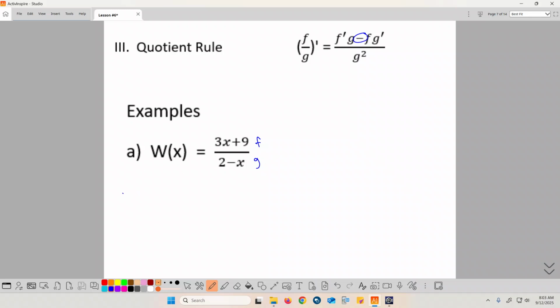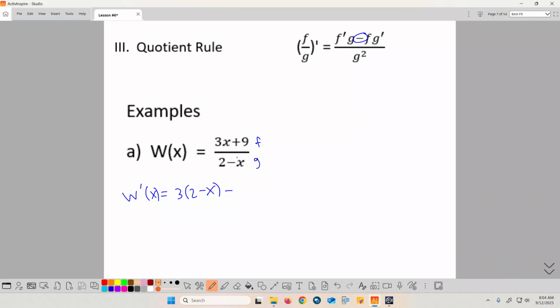So if I want to derive this, I'm just going to be using the quotient rule. And I'm going to start by doing f prime. So the derivative of 3x plus 9 is just 3. And I want to multiply this by g, which in this case would be 2 minus x. Put a minus, and now we get to the g prime in the formula.